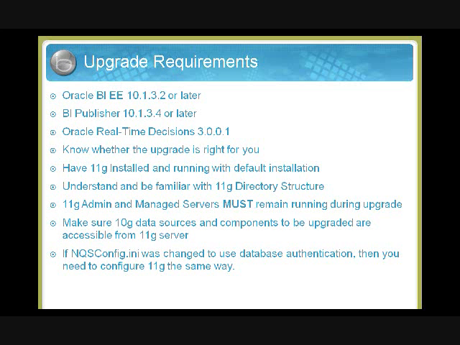From a requirements standpoint, what do we need to know before we start upgrading? One thing is we need to know what version of 10G we're on. The upgrade to 11G will only support 10.1.3.2 and later, and that would cover your web catalog, your RPD, and your scheduler. If you have BI Publisher that you need to migrate, it's supported from 10.1.3.4 and later. And Real-Time Decisions, you can see, is 3.0.